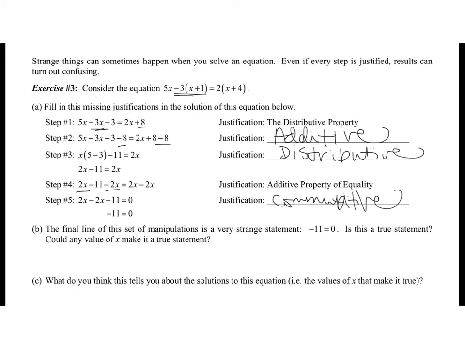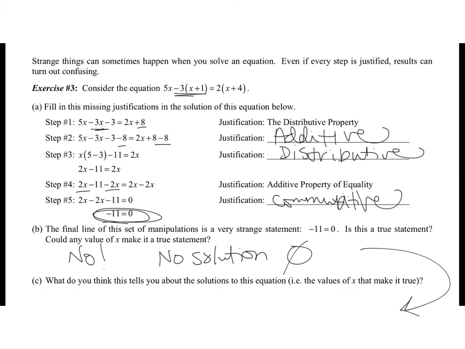I cannot spell today. So the final line of this set of manipulations is a very strange statement. Negative 11 equals 0. Is this a true statement? Obviously, no. It is not a true statement. Could any value of x make it a true statement? No. This one is called no solution. So if you get rid of the variables and you end up with something that looks like this, you can just simply use the symbol for no solution, which is actually the right answer for letter C.